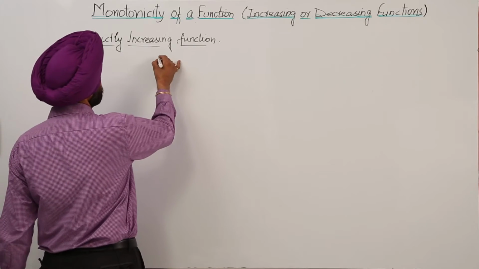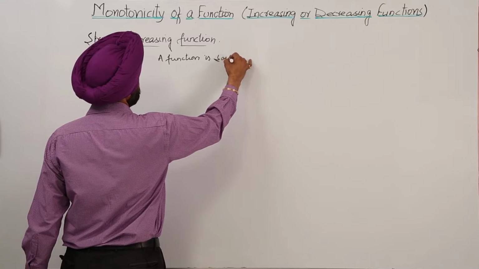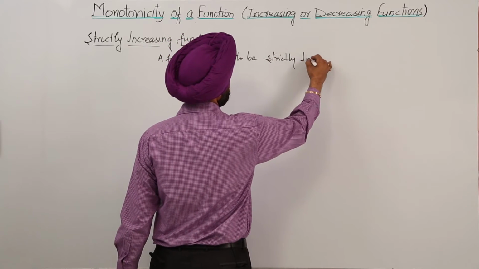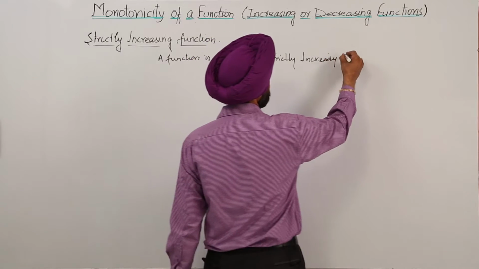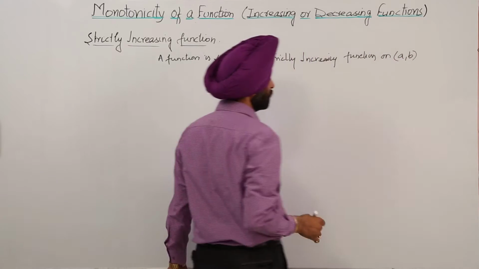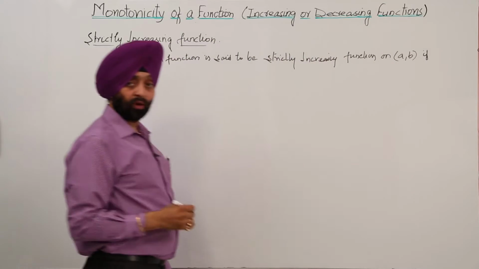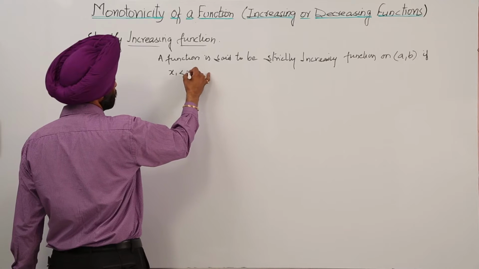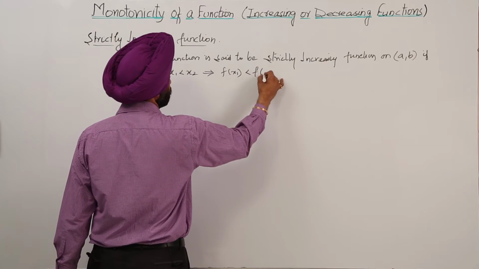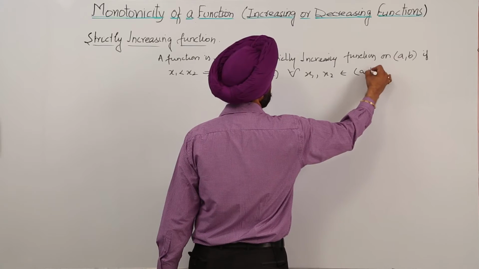I am writing once again, a function is said to be strictly increasing function on an open interval (a, b). Suppose we have been given an open interval (a, b). If x1 is less than x2, this implies f(x1) is less than f(x2) for all values of x1, x2 belonging to (a, b).